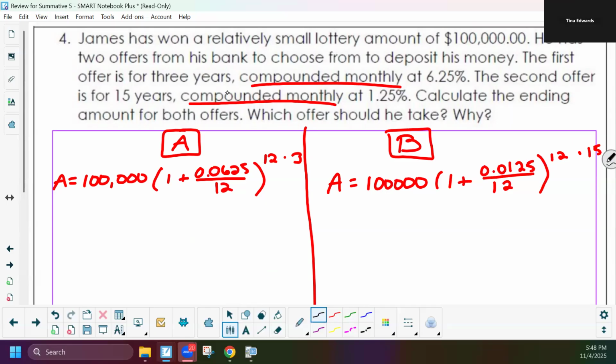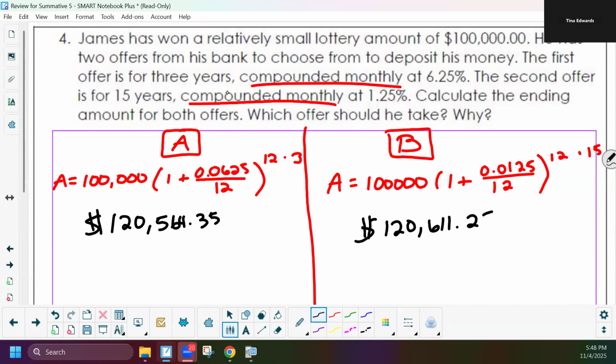All right, if you've done this correctly, Bank A, in the end, after 3 years, you will have $120,564.35. Bank B, if he takes that offer, he's going to have $120,611.25. So which option should he take? They're both very, very similar, but he should take Bank B because it's greater.